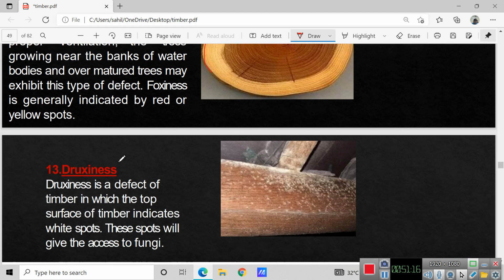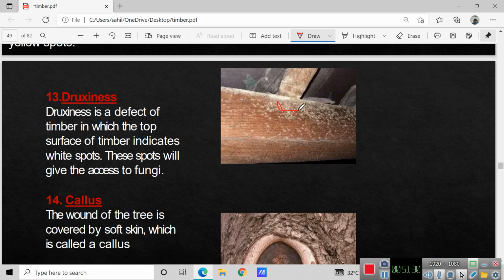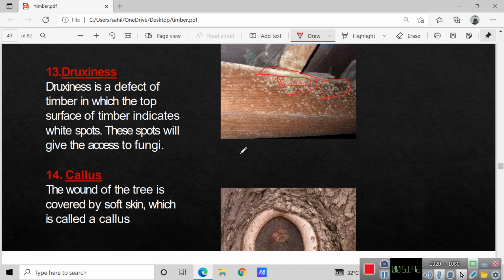of defects. Now druxiness is a defect of timber in which the top surface of timber indicates white spots. These spots will give the access to fungi. Now here you can see there are white spots present on the wood, which shows there is the defect called druxiness present in them, and it is due to fungi, mainly due to fungi. This defect is shown by the wood.